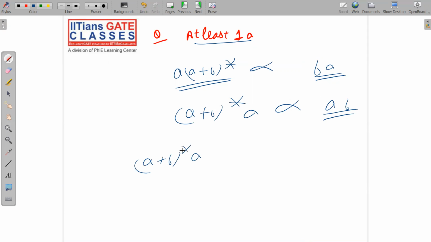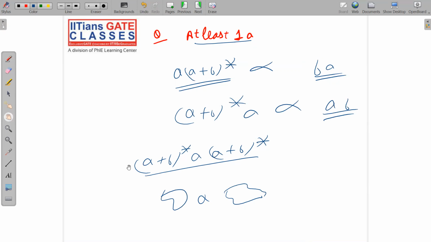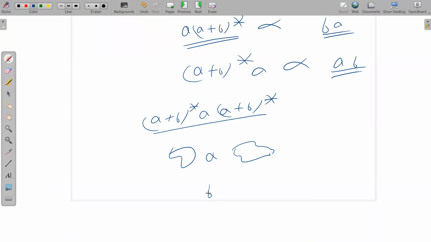So at least 1A means you should think like this. This is the correct way: A plus B whole star, A, A plus B whole star. So anything, then at least 1A, then anything. A better way to write it can be like this also: B star A, A plus B whole star. This means you pass any number of B's, then you should get A. After getting A, you can get anything. So B star A plus B whole star represents the same regular expression, that means at least 1A.